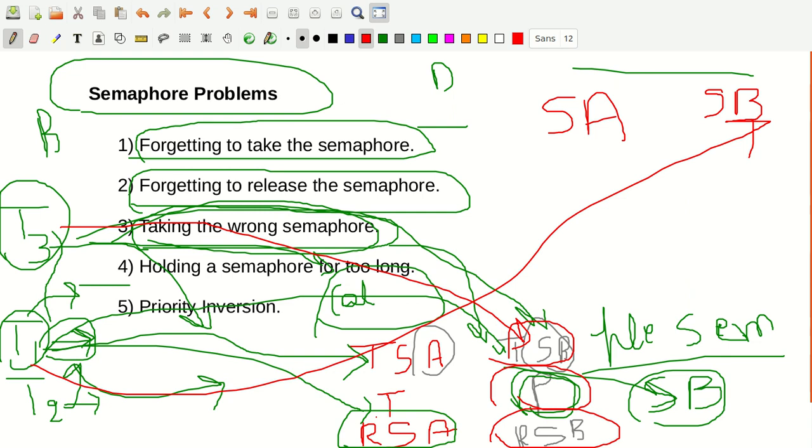Of course, T1 didn't require that one, so the programmer has to make sure that whenever he writes, what variable is shared between different tasks and what semaphore key has to be taken by which particular task, he has to take care of all those things.